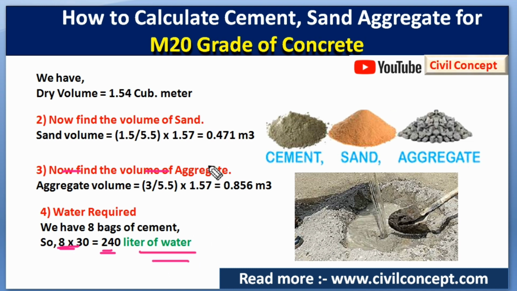In this way we can calculate the cement, sand and aggregate for M20 grade of concrete, and you can also calculate the cement, sand and aggregate for M10, M15 and M25 according to your requirement.